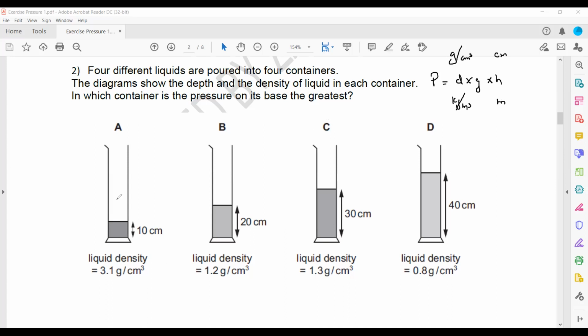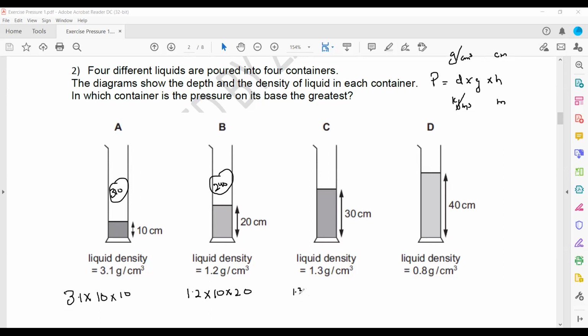So when we calculate the pressure exerted by A, the density is 3.1, gravity is 10, and height is also 10. So 3.1 multiplied by 10 multiplied by 10 is equal to 310. So A is exerting 310. What about B? The density is 1.2, gravity is 10, and depth is 20. So 1.2 multiplied by 10 multiplied by 20 is equal to 240.